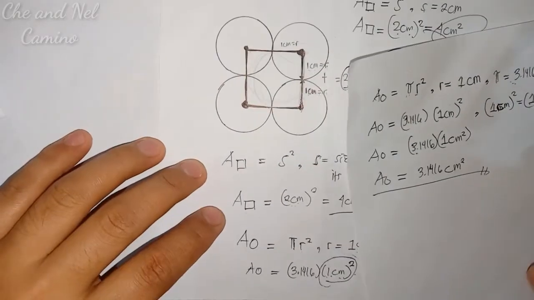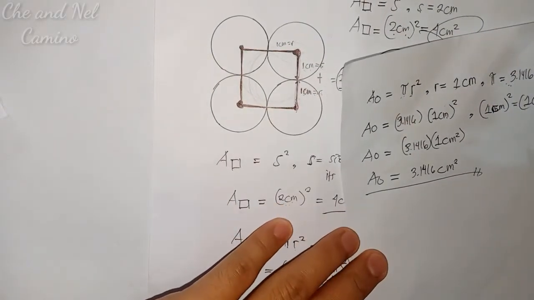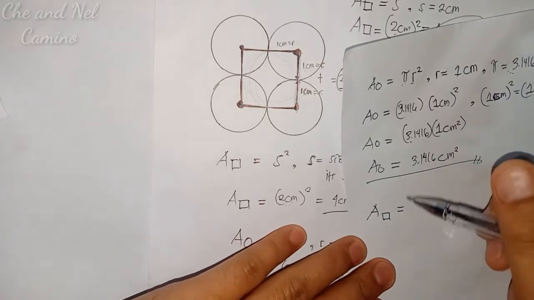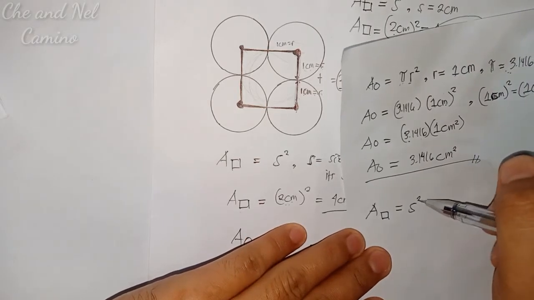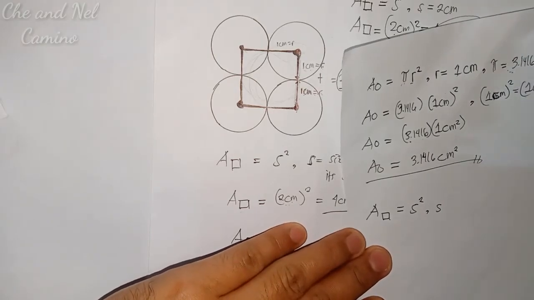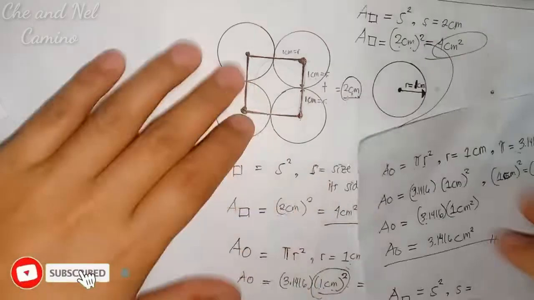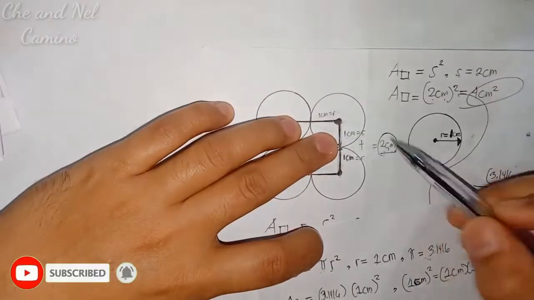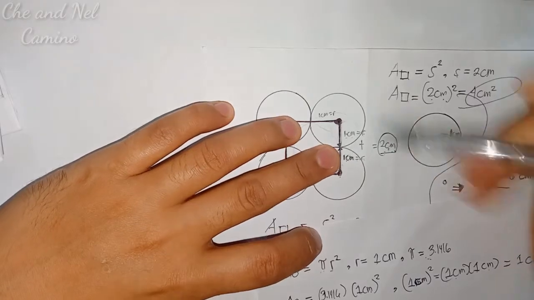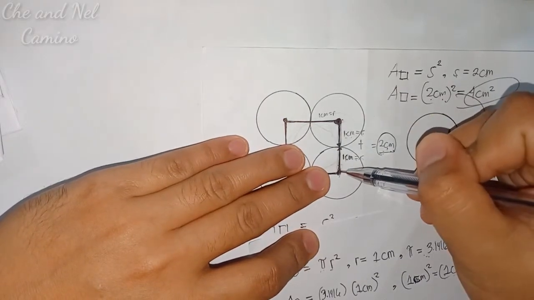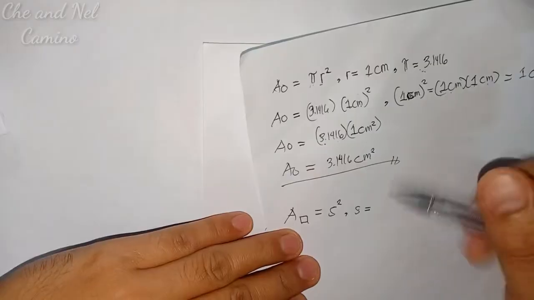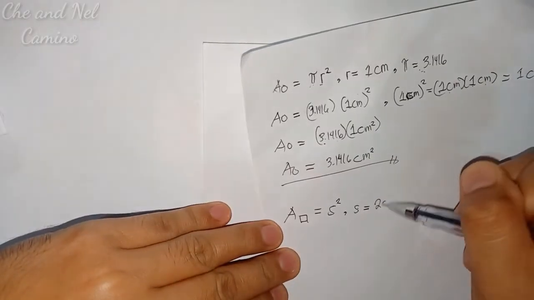The next thing to do is find the area of our square. The formula to get the area of a square is s to the power of 2, where s is the side of our square. We can see here 1 cm from the center to the endpoint, and another 1 cm from the center to the endpoint. So 1 plus 1 is 2 cm. From here to here is one side of our square, which is 2 cm.